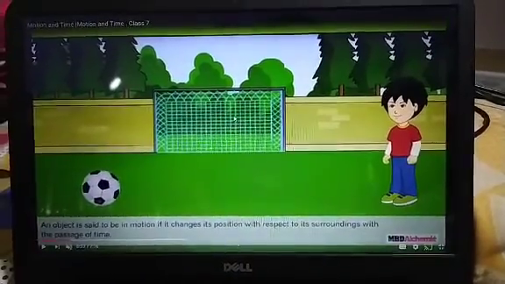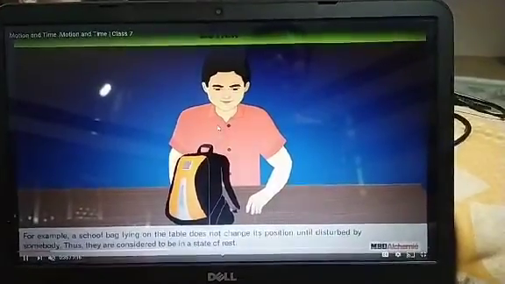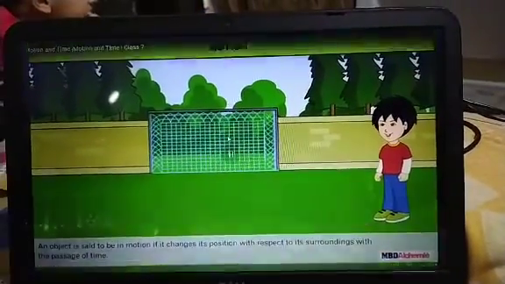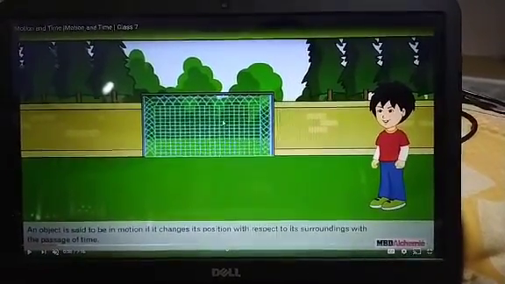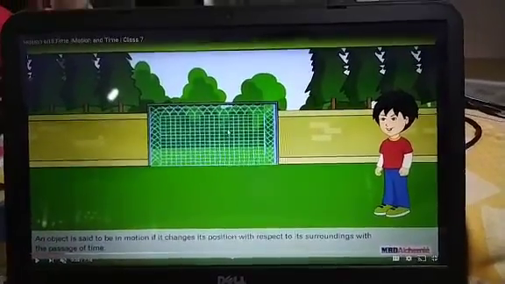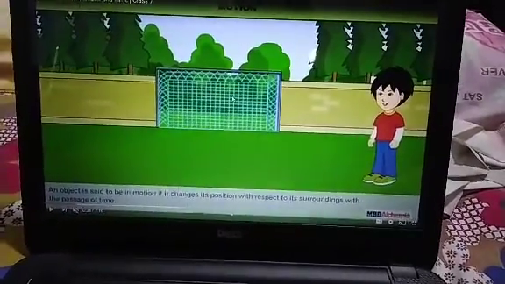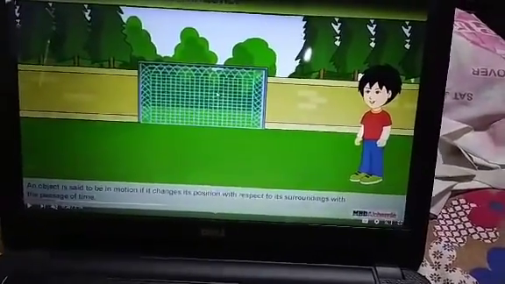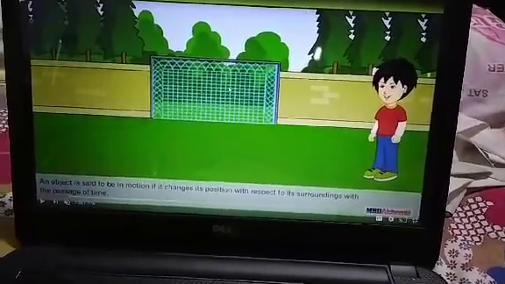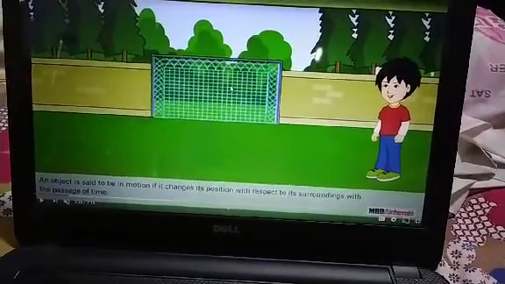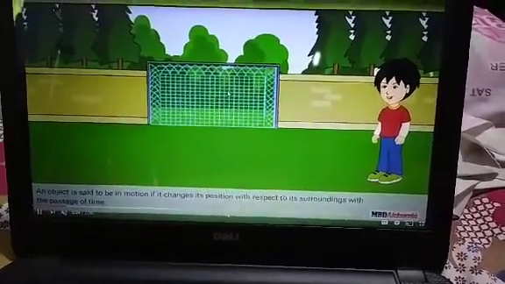Now see, this boy has kicked it. It means that now this ball is in motion. This is known as motion. Earlier, this ball was in a rest position. Clear, students? Now this ball is in motion. It means an object is said to be in motion if it changes its position with respect to its surrounding with the passage of time. It means that the ball has changed its position.